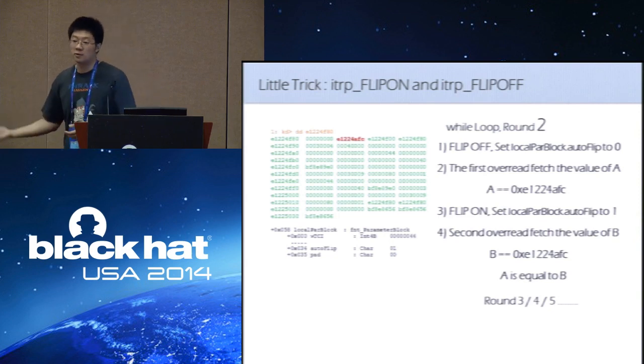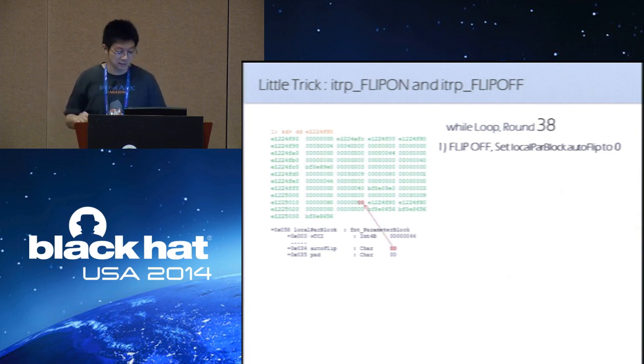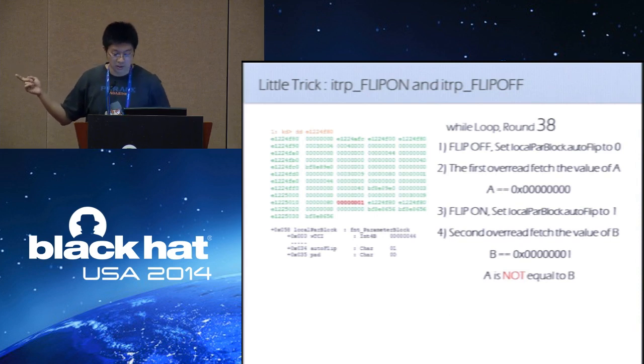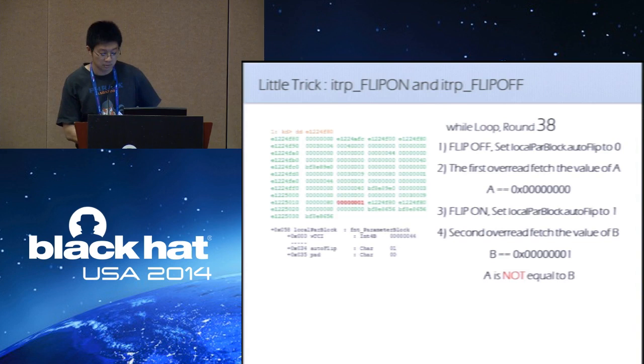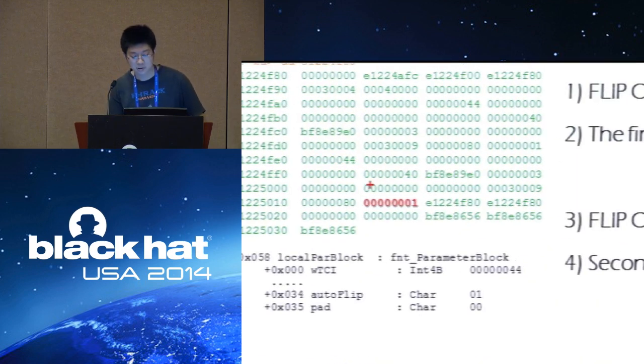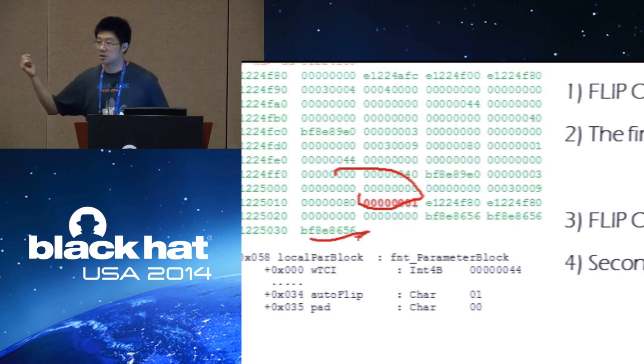And rounds 3, 4, 5, and so on, until round 38. When it's flip off, set to 0, and read A, now A is 0, and then flip on, set to 1, but this time B is 1, and A is not equal to B. So the Duqu team used this trick to enable the code to know exactly when it has reached the location here. And then we are close to the target.